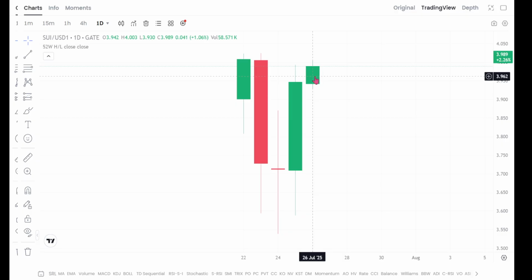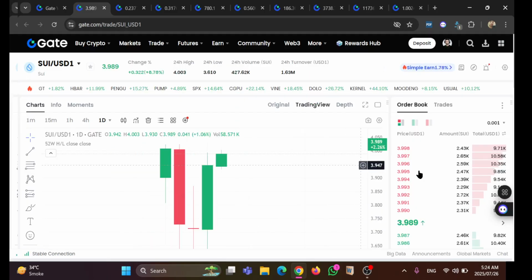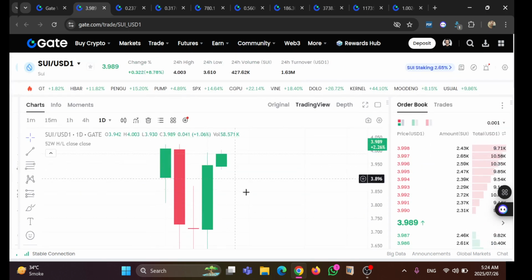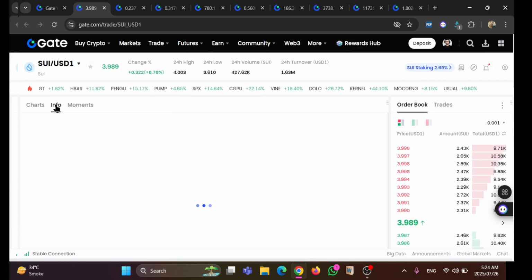On the next day, the market price of SUI was opened at 3.941 USDT1. Market price went up and was closed at 3.991 USD1. You can buy and sell from this interface. And let's read the information about the SUI.